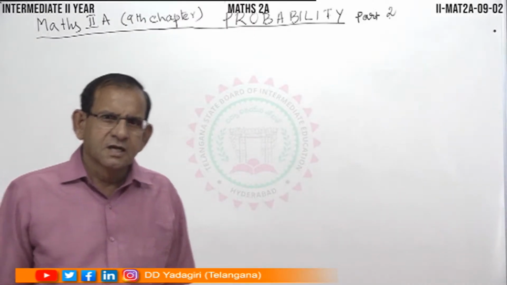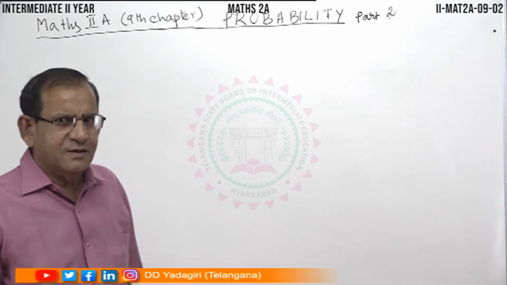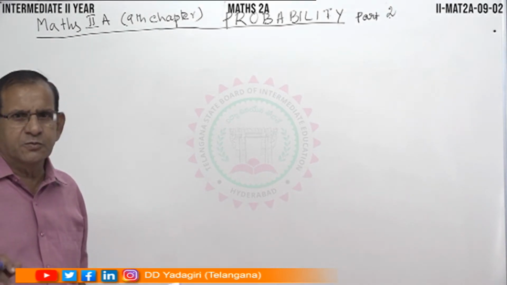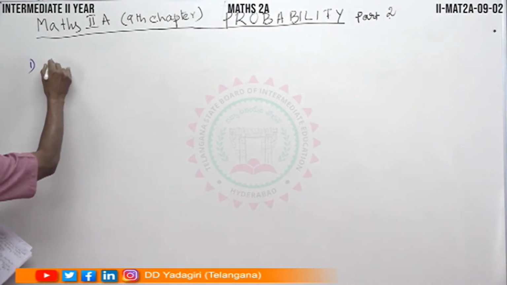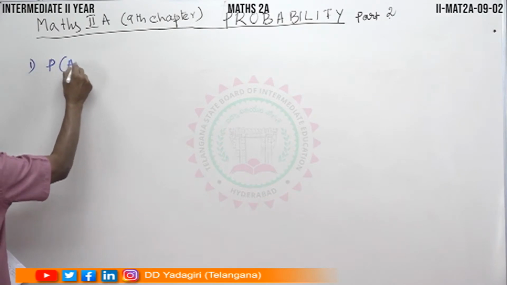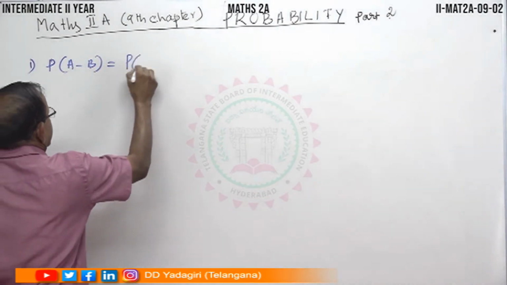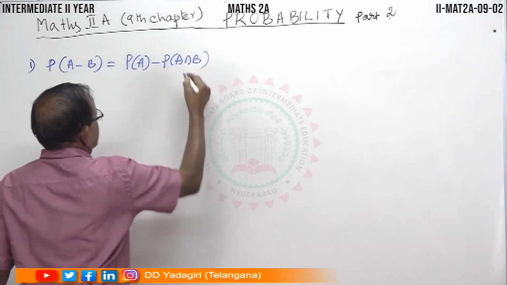Dear students, now I am starting the second part of probability. Now we have got two results. One is P of A minus B is equal to P of A minus P of A intersection B.